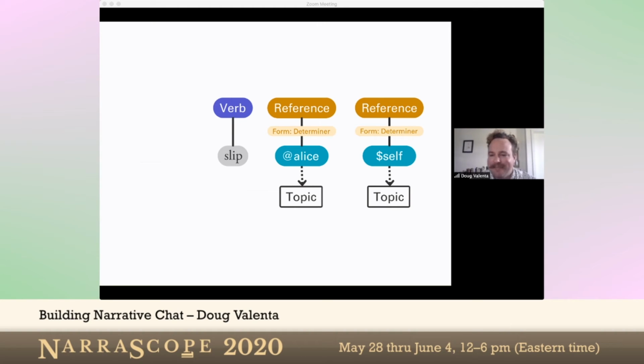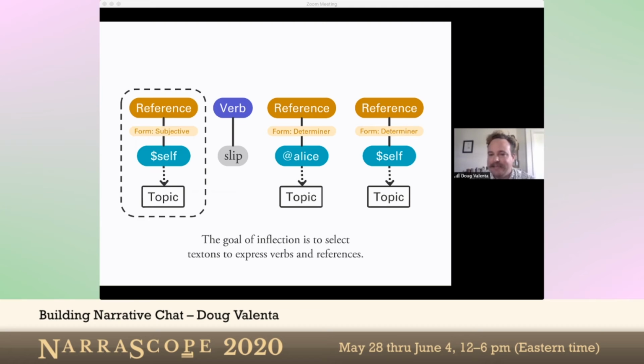We're kind of missing something to make this a complete sentence. We need something before the verb to make this a sentence, and that's a subject for the sentence. And that turns out to be pretty easy to make in this context, because we know that the subject of the sentence is going to be the persona of the player who wrote the emote. So we know that's the topic that is going to be the subject of the sentence, and we know that the form of that reference is going to be subjective.